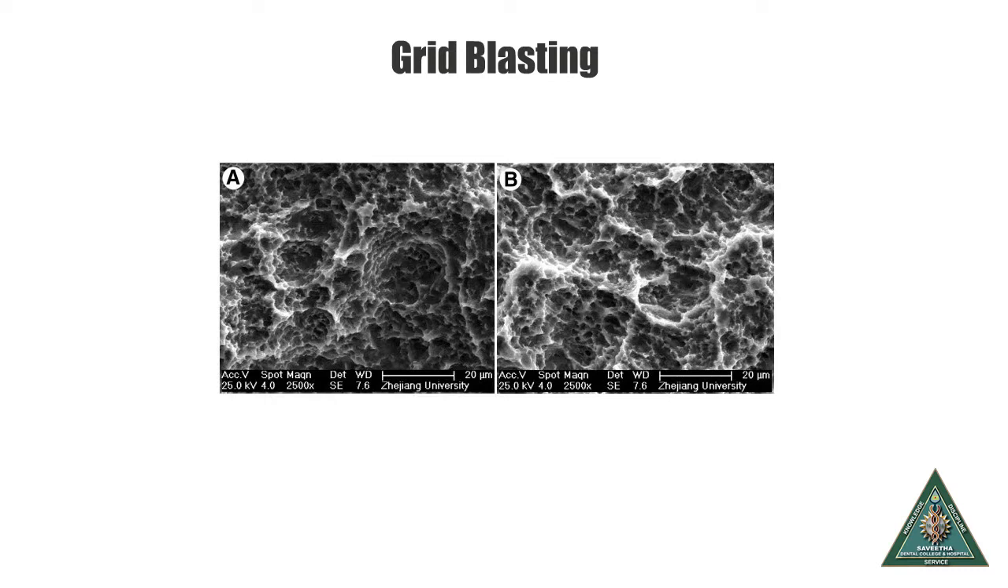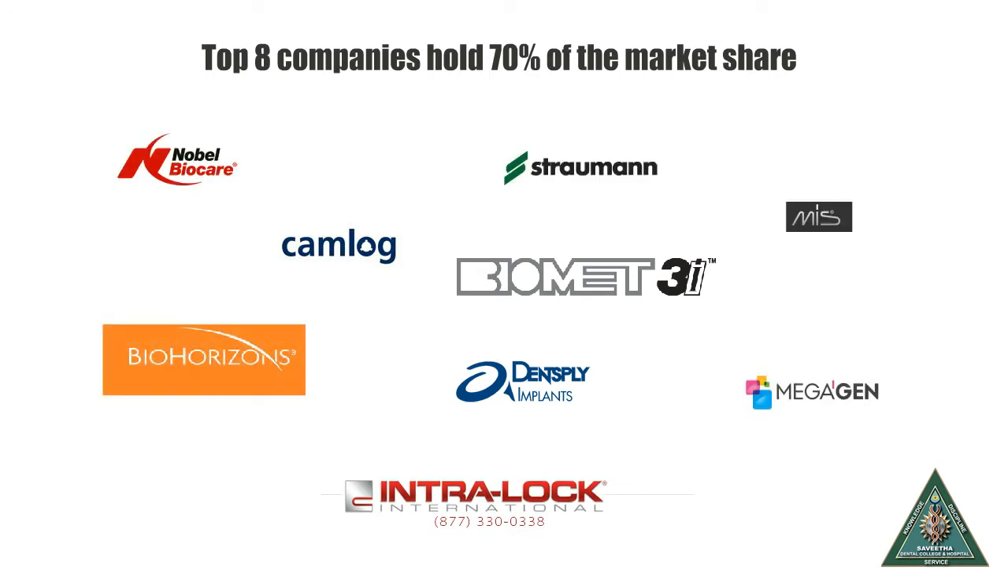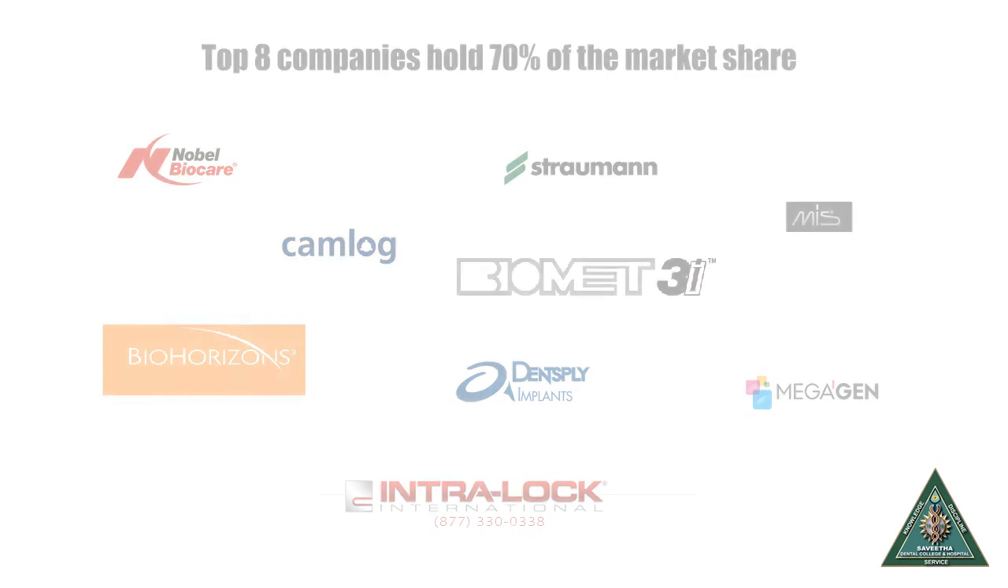There are over 400 companies that manufacture dental implants all over the world. They are only differentiated from each other by the shape and the surface used. It should be noted that the top 8 companies hold 70% of the market share as of 2013. And that was the brief introduction to the dental implant design.